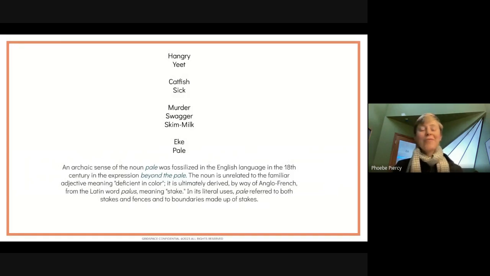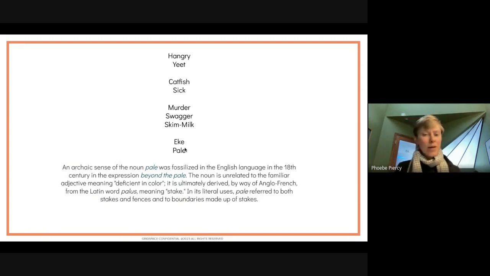And words are a moving field, right? We have new words being made up all the time. Hangry, yeet. You know what these sounds mean, but 20 years ago, that series of sounds wouldn't have meant anything. You have words that change meaning. So catfish used to just mean a type of fish. Sick never used to be a good thing. Words like murder, swagger, and skim milk, interestingly, didn't actually exist in English until Shakespeare. Shakespeare made those words up.